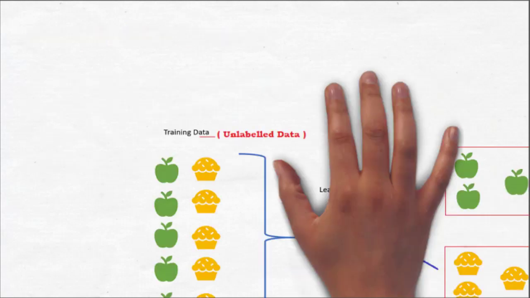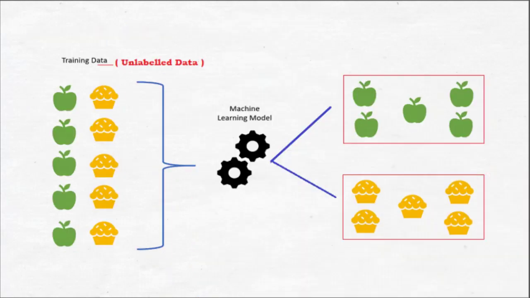Here we have a bunch of fruits and none of these fruits have labels associated with them. Now, let's take these fruits and feed them to an unsupervised learning model. So the model determines the features associated with the data and understands that all the apples are similar in nature and thus groups them together. Similarly, it understands that all the cakes have the same features and thus groups them together.